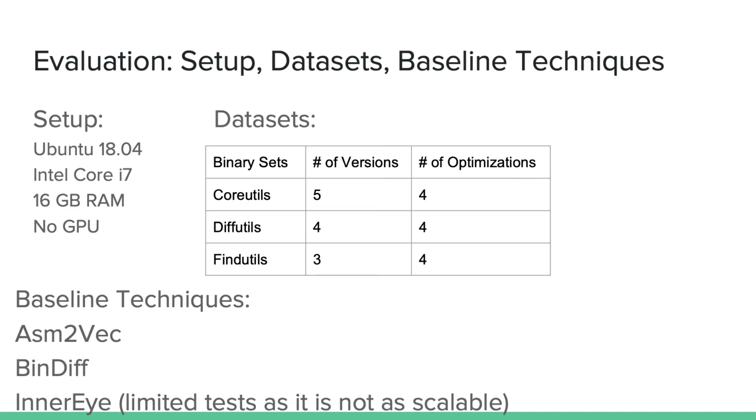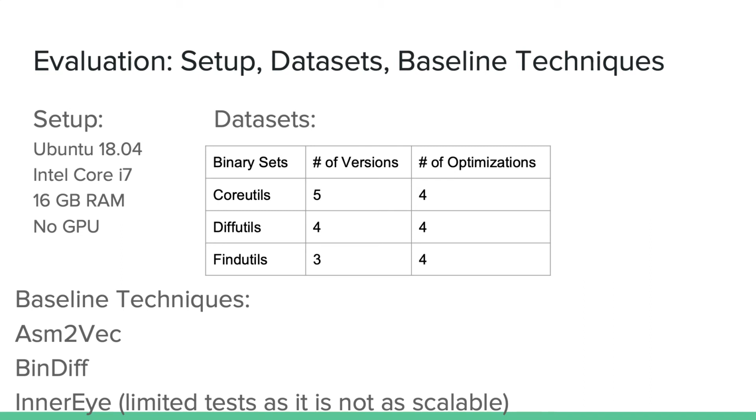All right, evaluation. The setup of their evaluation was Ubuntu 18, Intel Core i7, 16 gigs of RAM, and no GPU acceleration. The datasets they used were basically coreutils, diffutils, and findutils. For coreutils, they used 5 different versions, for diffutils 4 different versions, and for findutils 3 different versions. And for each one of these, they used 4 different levels of optimization: O0, O1, O2, O3.